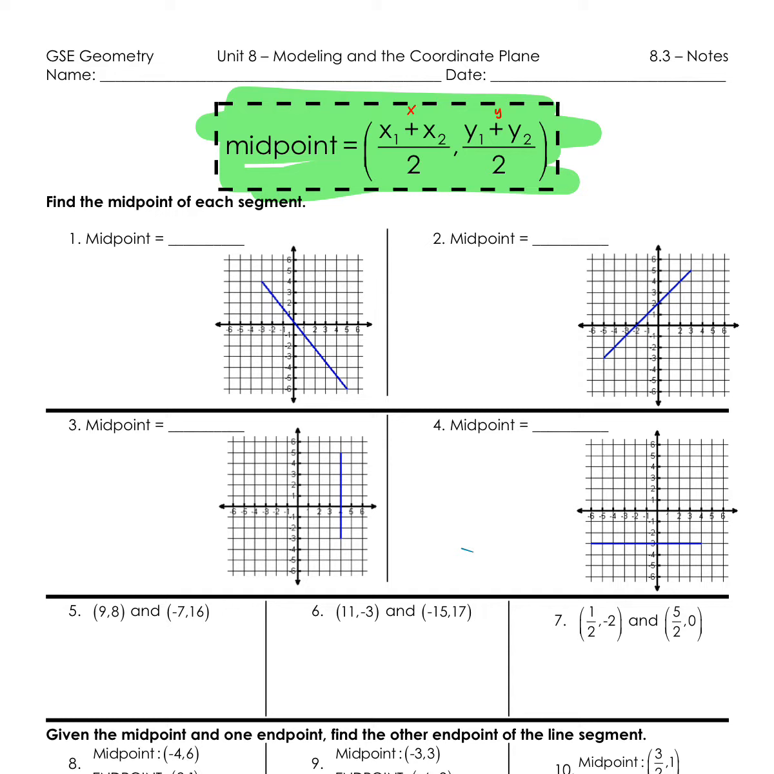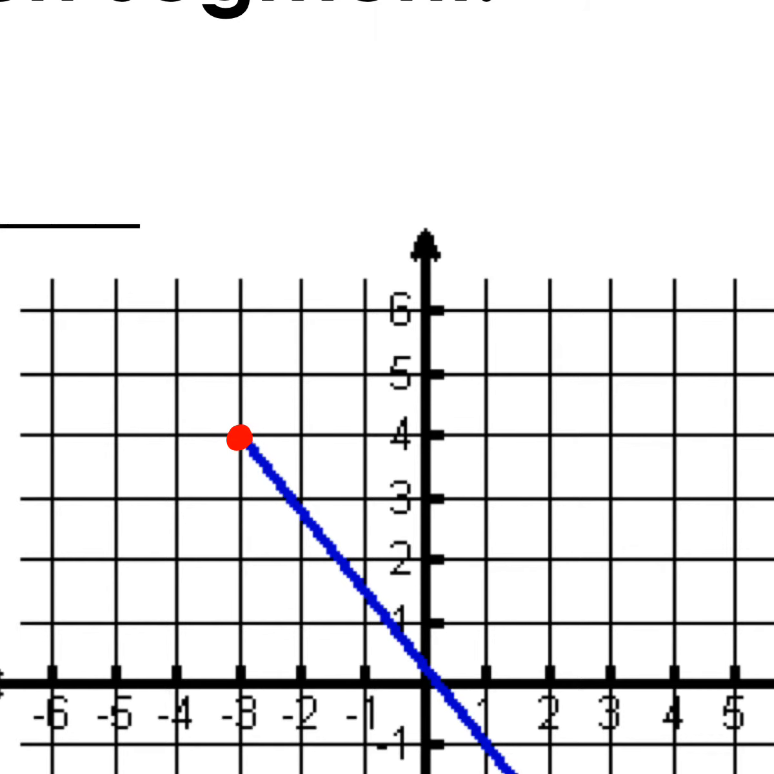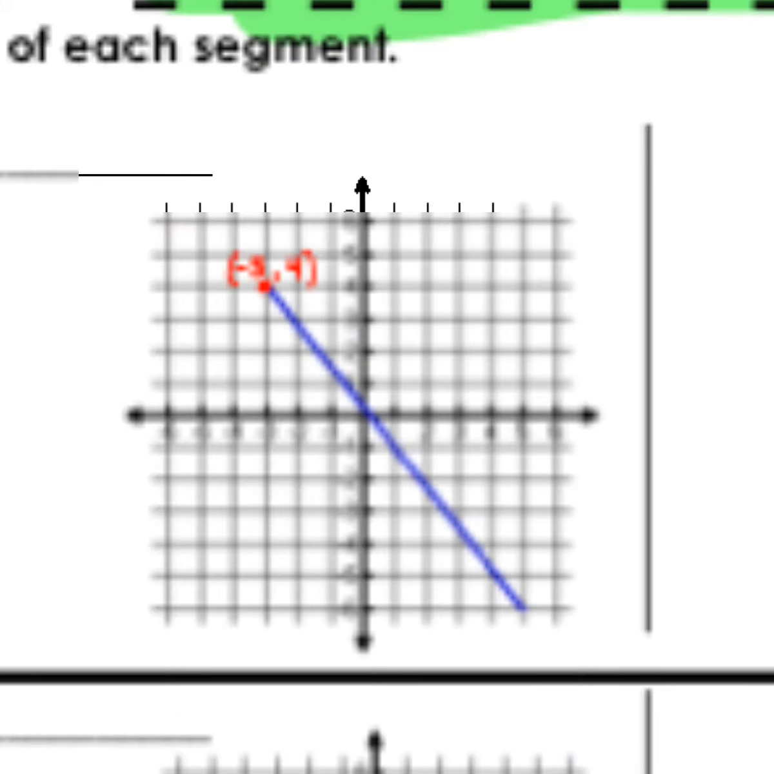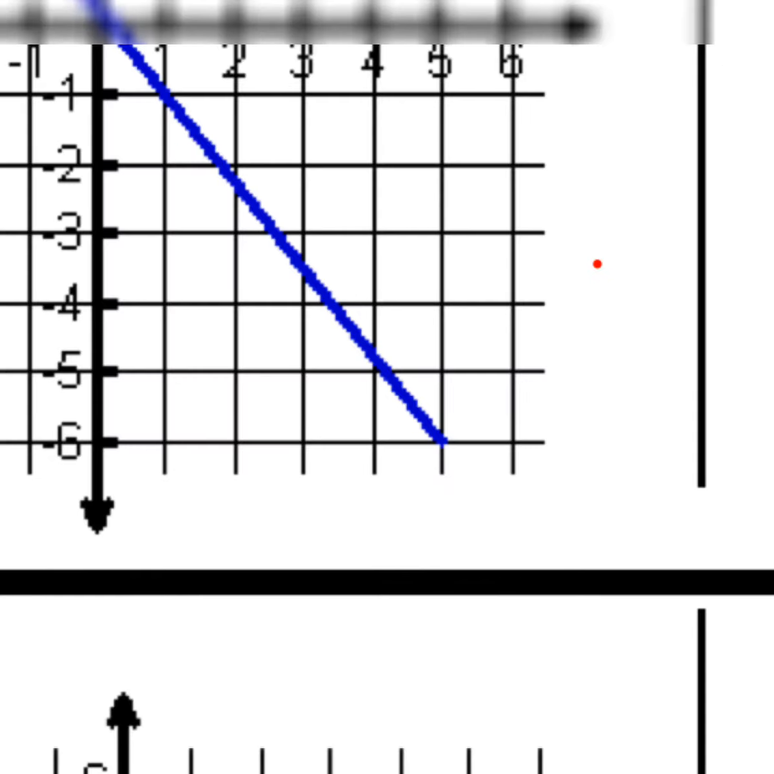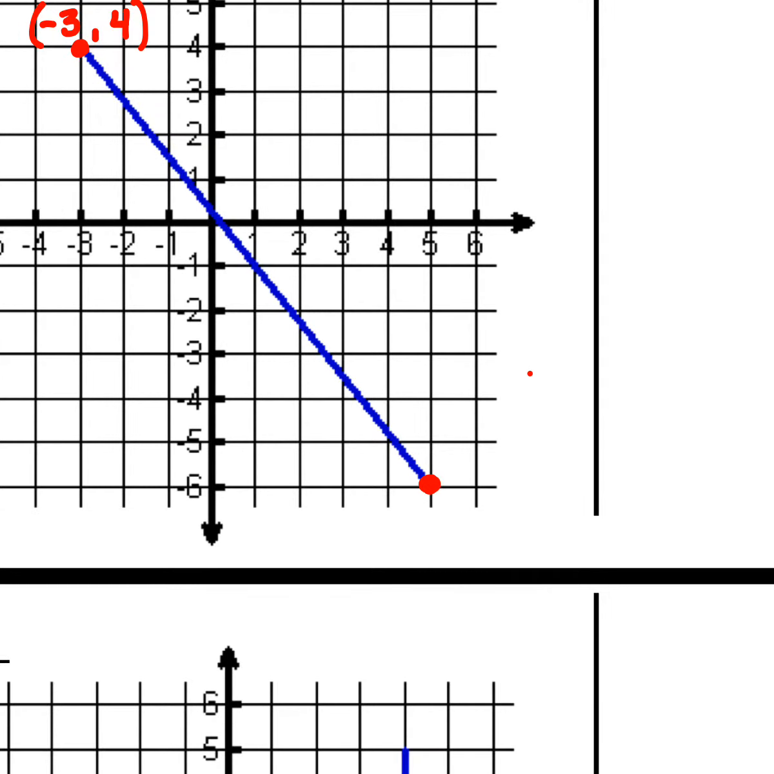So we get our first problem here. They give us this pretty blue segment. They don't give us any pieces, so I'm going to have to zoom in a little bit. One endpoint, where our segment stops, we've got negative 3 is our x, positive 4 is our y, and then the other endpoint of our blue segment, again where our segment stops, looks like we have 5, comma 6.